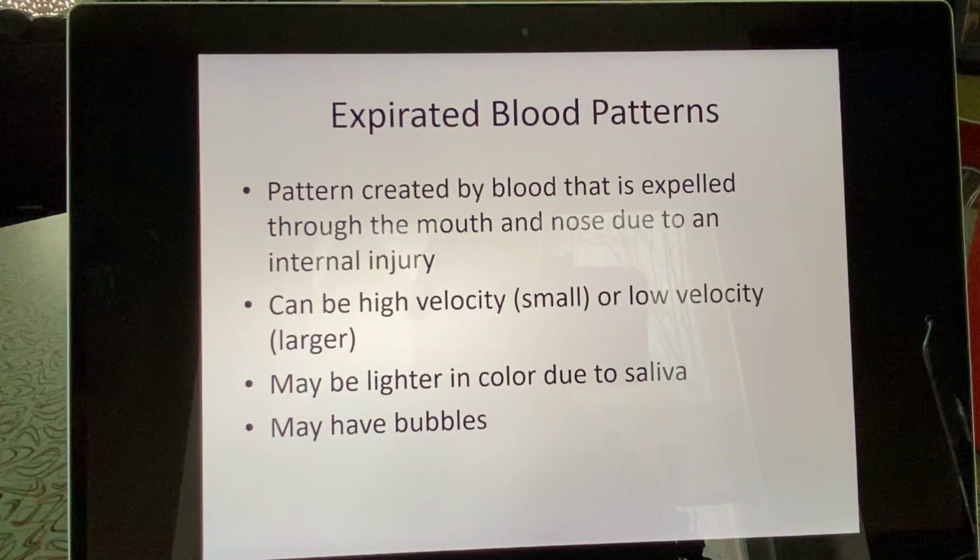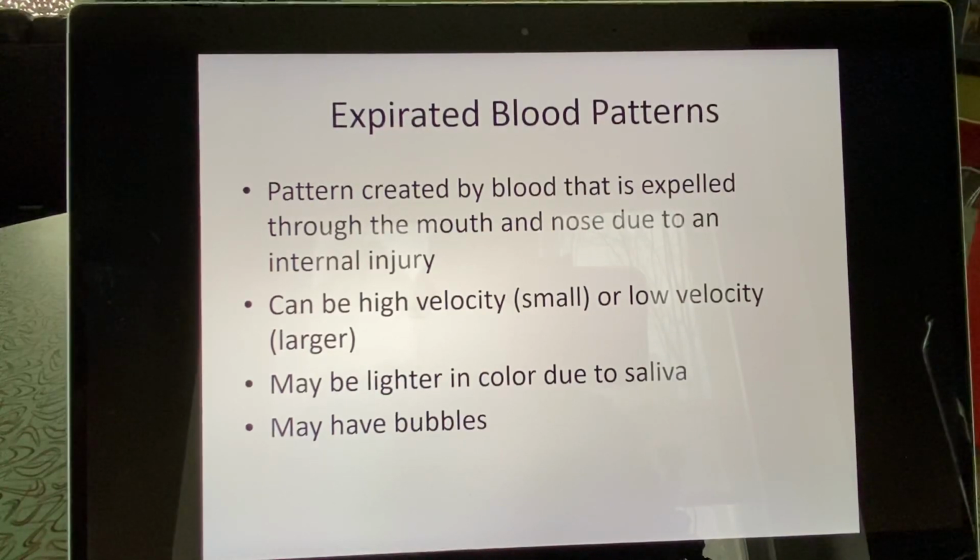Okay, expirated blood. This is another thing that you see in movies a lot. And what we tend to see in movies is that, of course, death is really romanticized. And as we learned in our death investigation section, that's not true. The processes associated with death are not really pretty processes. They're natural. So expirated blood is kind of the same thing.